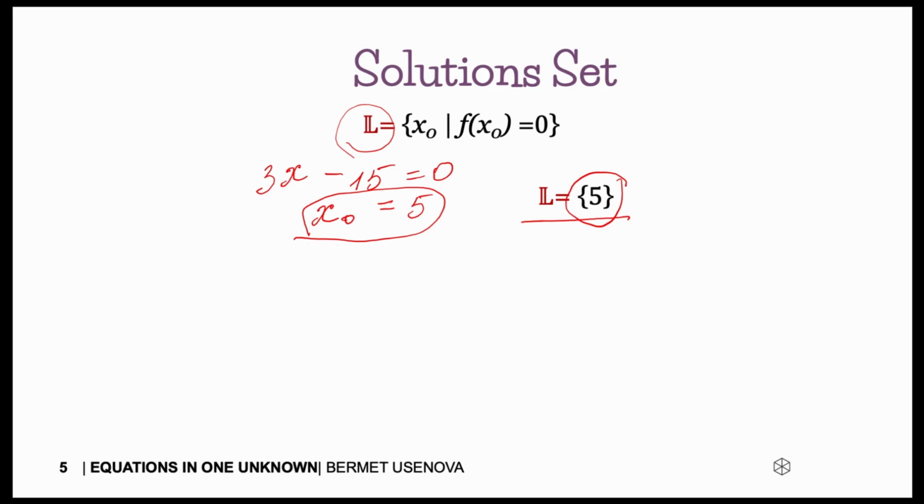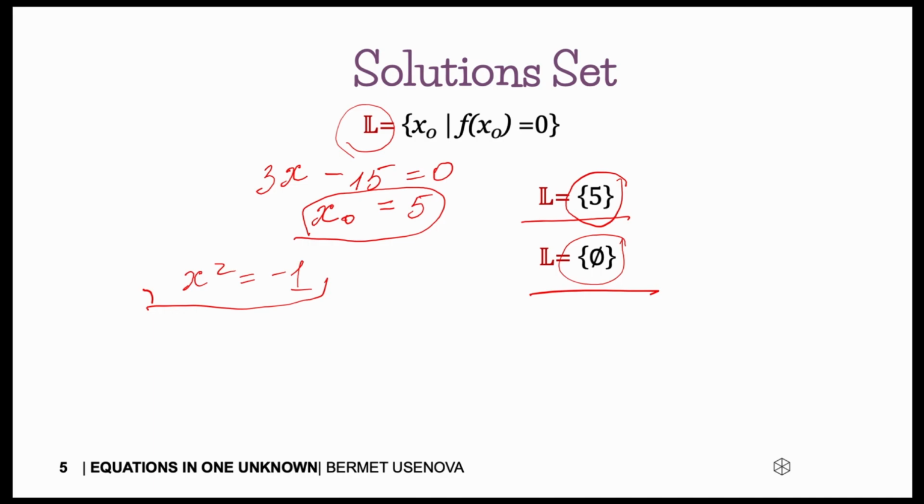So, next one. The equation x squared equals minus 1 has no real solution, and hence the solution set is empty. And if you remember, we can also write an empty set with this sign here, and so the solution set for this equation will be L equals the empty set. So there is no solution, no real solution. This is very important, no real solution.